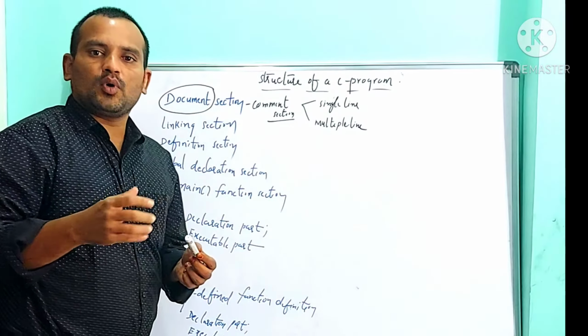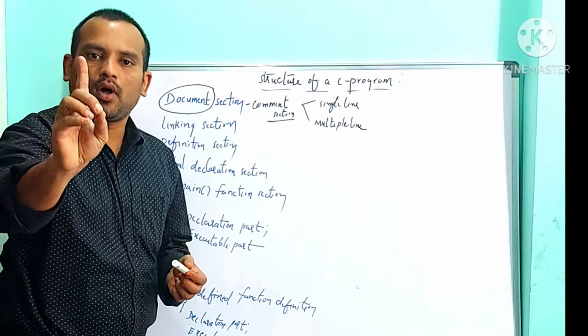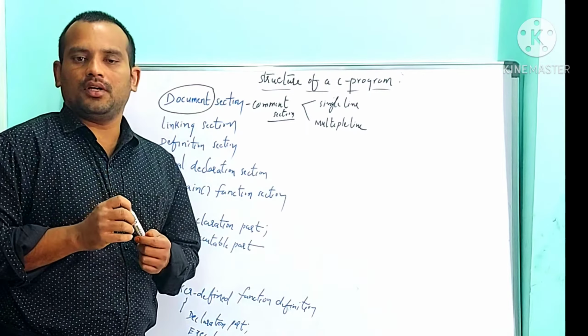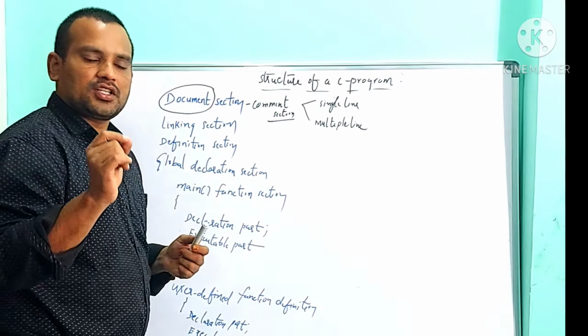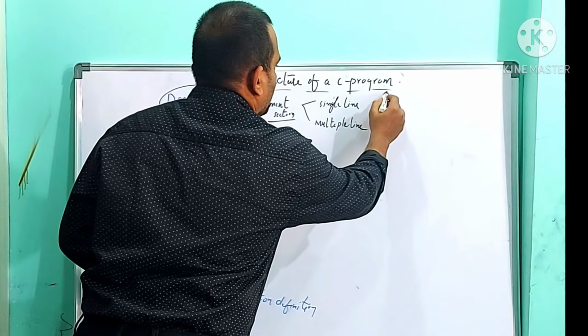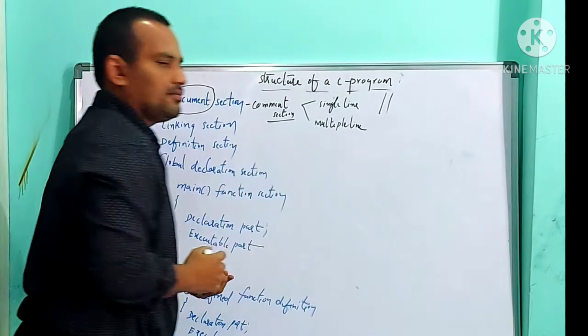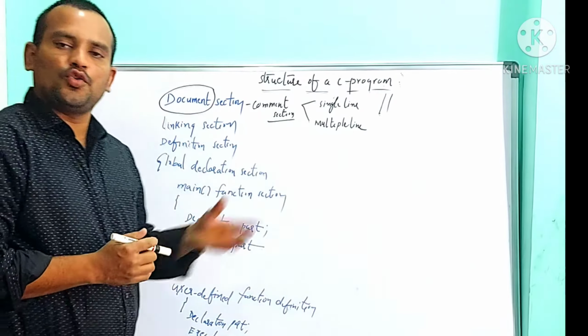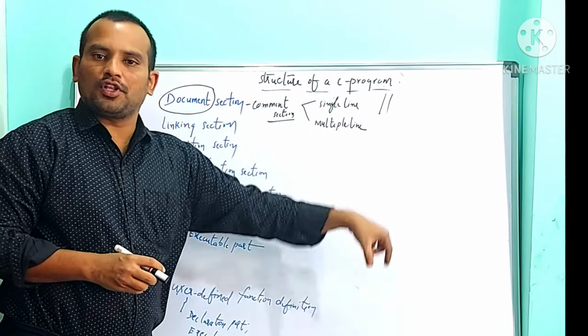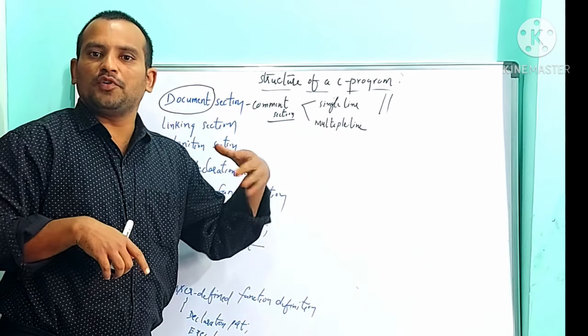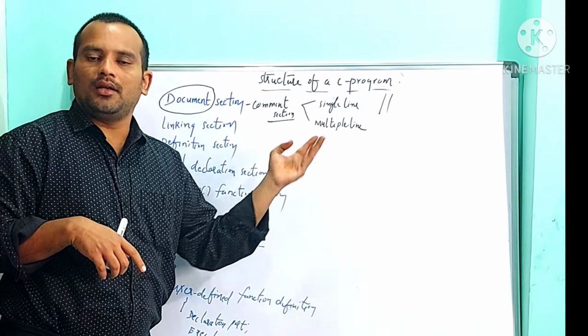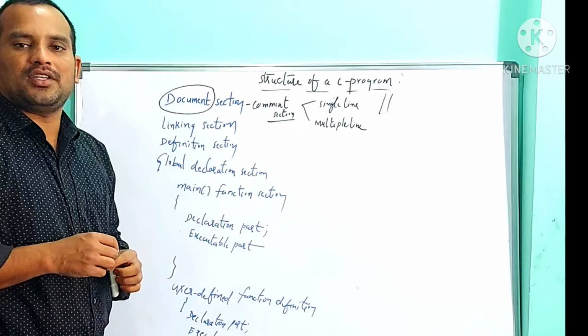Suppose your documentation contains only one line of information, then you can use a single line comment. Single line comment starts with the double slash. After the double slash, you can write some information about the program or about the author in a single line. So if your documentation contains only one line, you can use a single line comment.